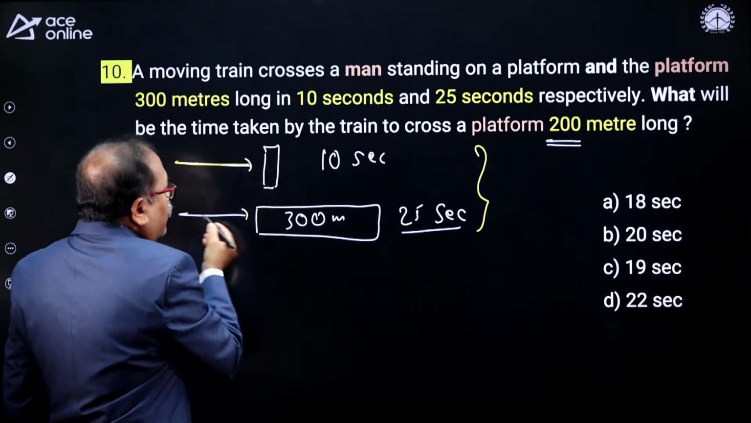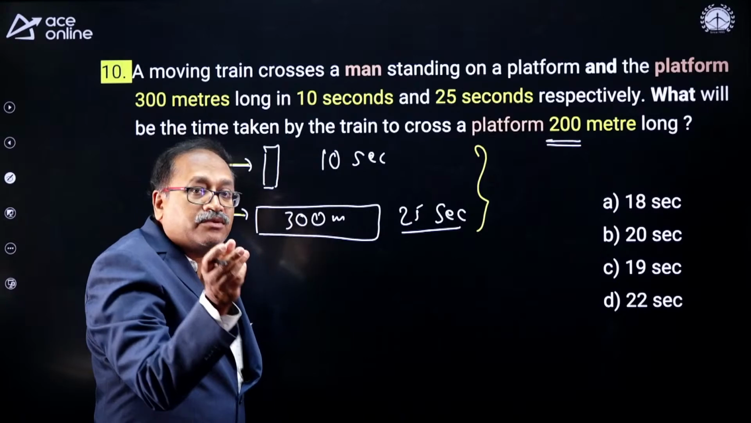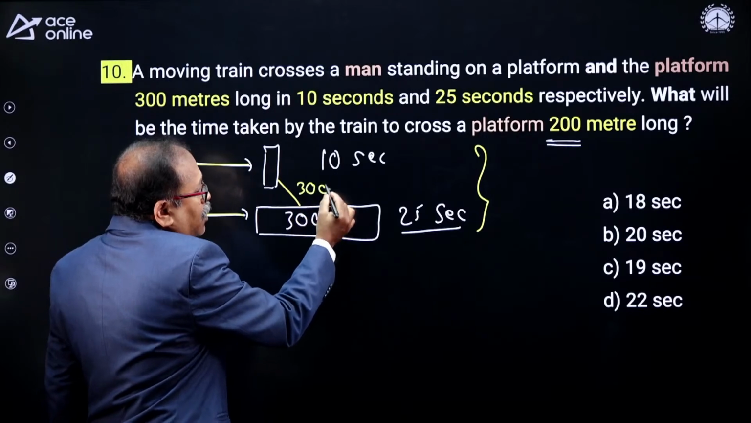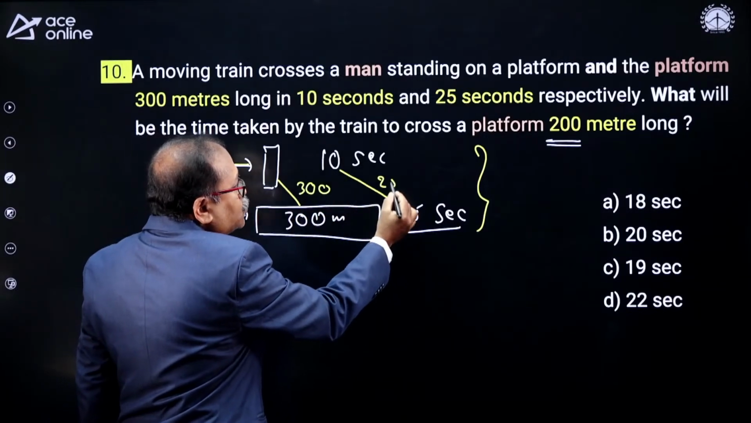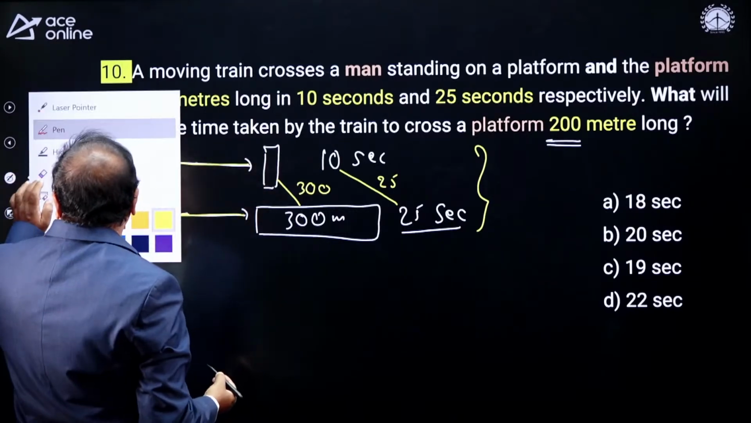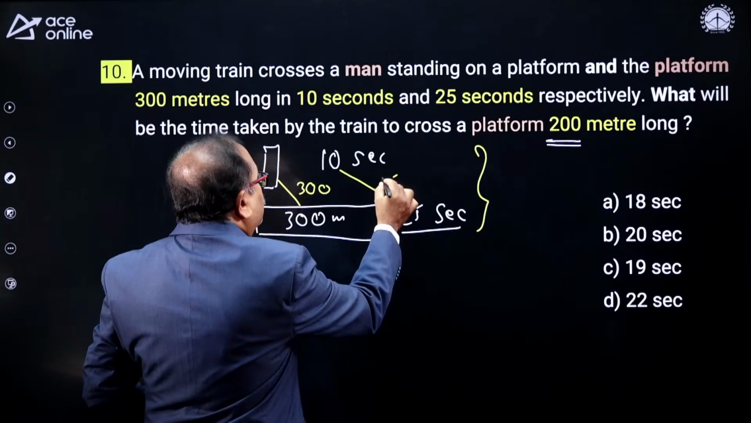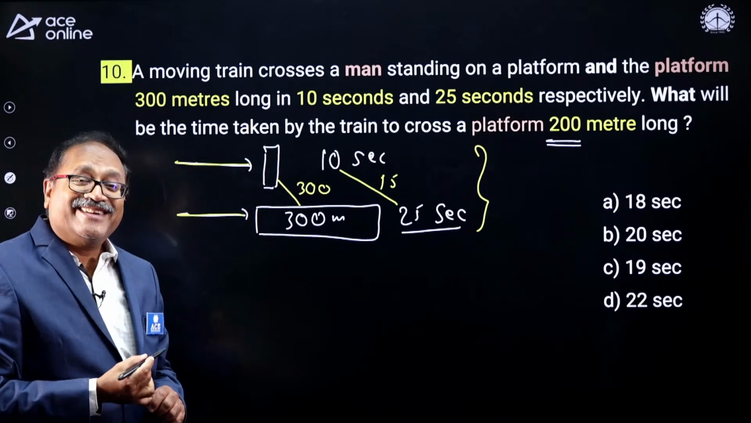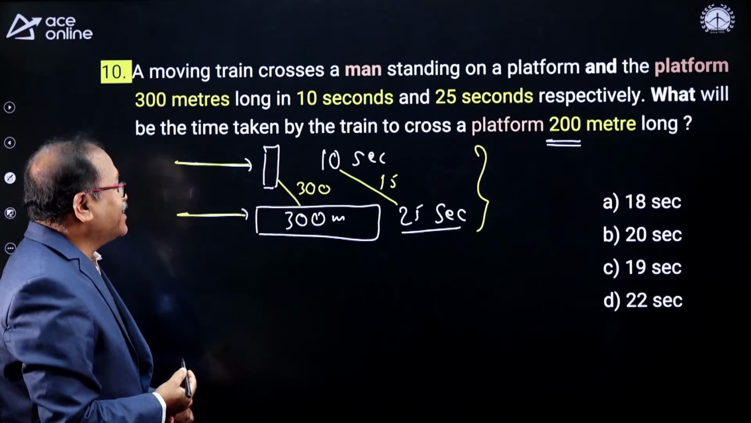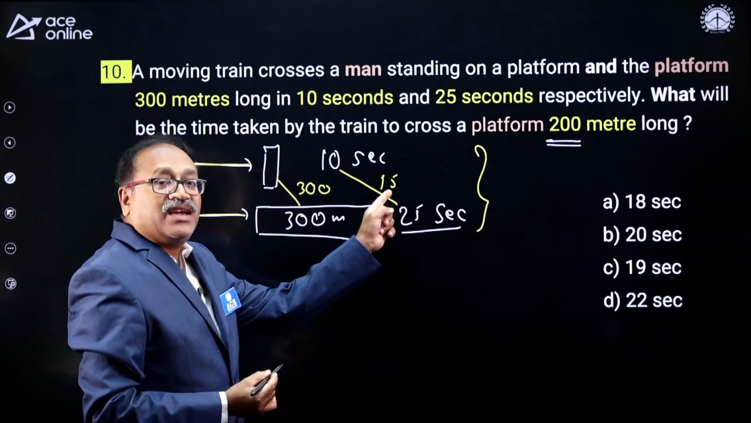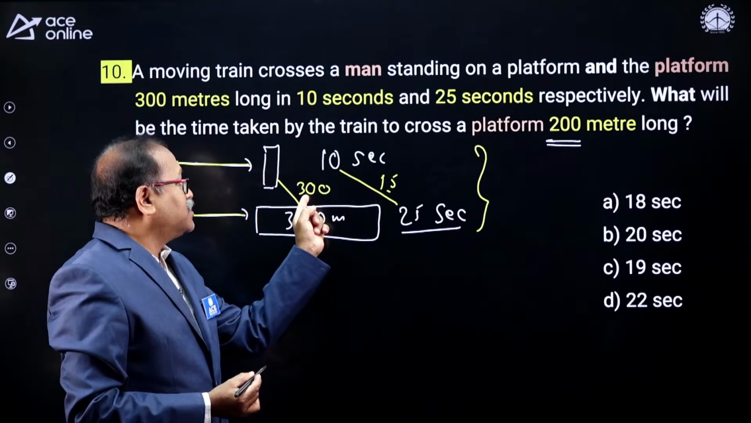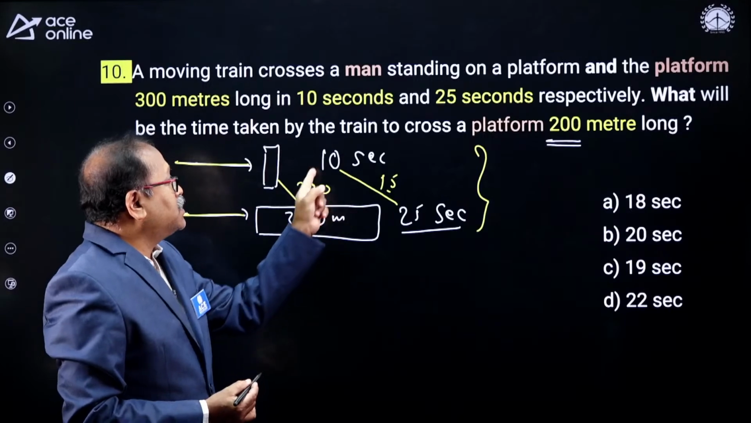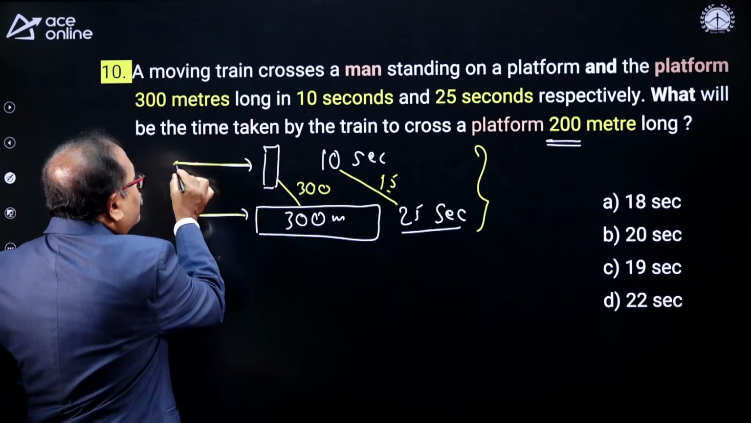When it is crossing the platform, it crosses its own length plus the extra length, which is 300 meters. So how much extra length? The extra length is 300 meters. How much extra time? The extra time is not 25, that is 15 seconds. Right? Here the secret lies. So if it travels 300 meters in 15 seconds, then in 10 seconds it crosses its own length.